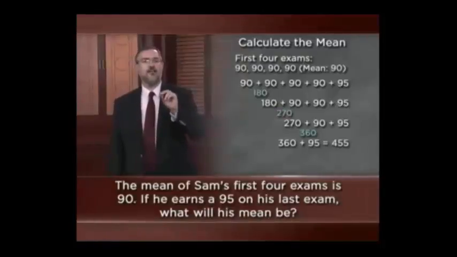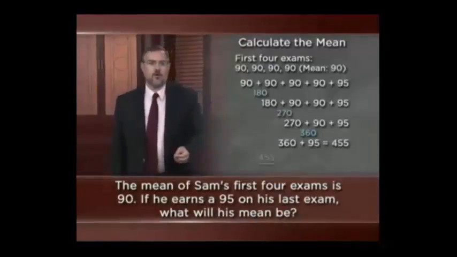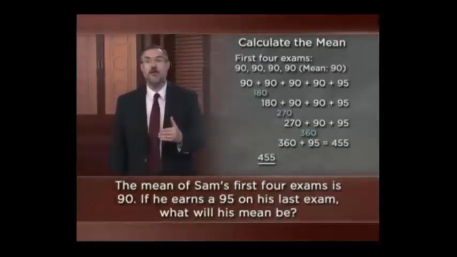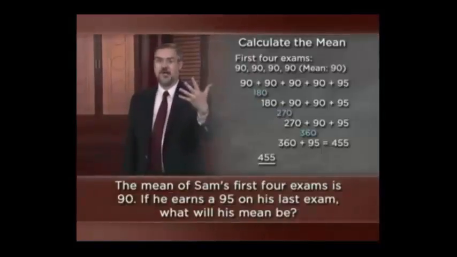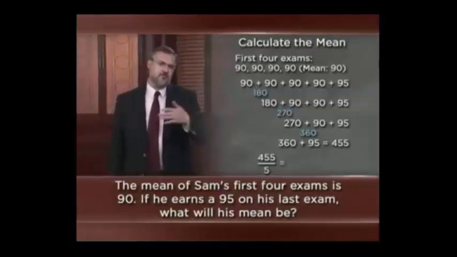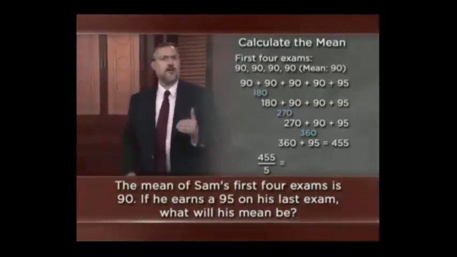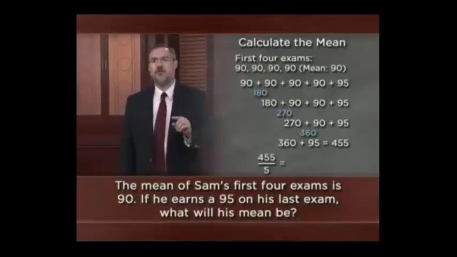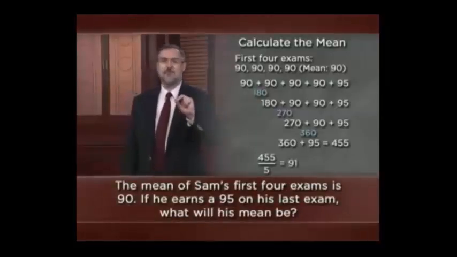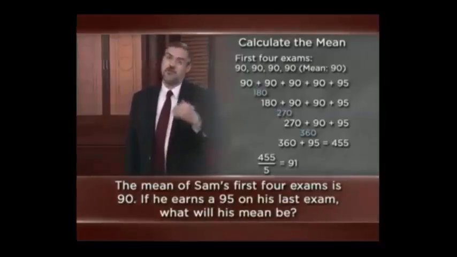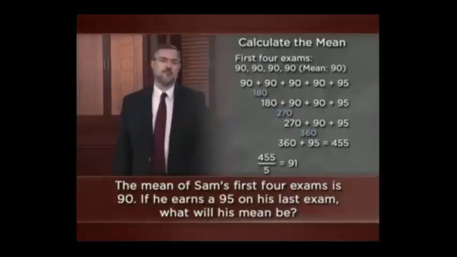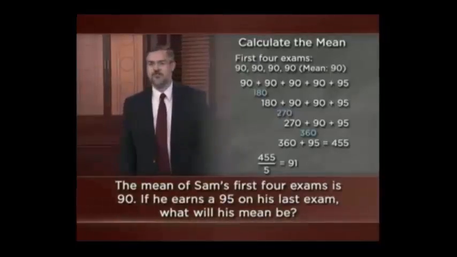And now, to find this mean, we have to divide that 455 by some number. Well, how many exams will Sam have taken by now? He will have completed 5 exams. And so I'm going to take that 455 and divide it by 5. And if you do that with some long division if you need it, you're going to find out that 455 divided by 5 is going to give us 91. So Sam's exam mean is actually going to go up from 90, which is what it was after the first 4 exams, to 91 when he gets this better grade of 95 on the 5th exam.